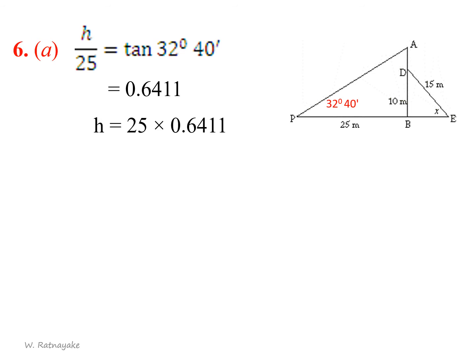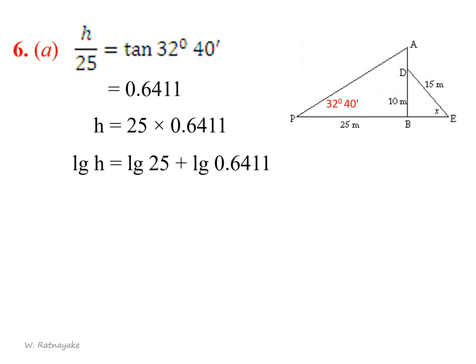So to find this h, we have to multiply these two. We can use the knowledge of logarithms to find the product of these two numbers. So we can write this expression written in the normal notation into log notation like this: log h equals log 25 plus log 0.6411. So what happens when you convert it into log notation? The multiplication sign changes as addition sign, and all are logs.